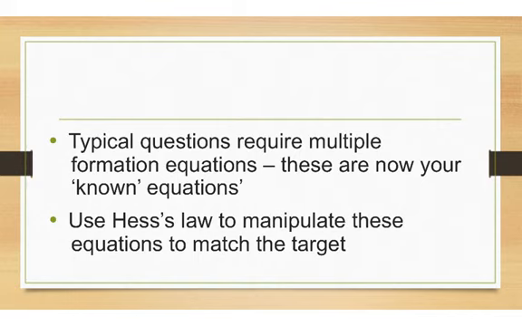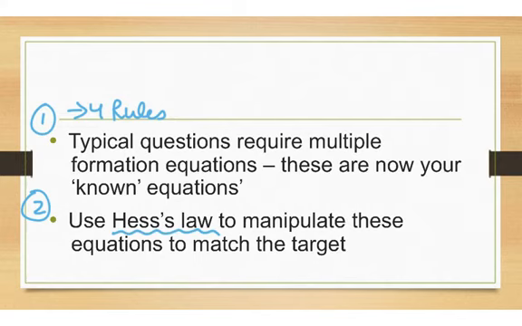So typical questions are going to require multiple formation equations, and these now become our known equations, and that is stage 1. Let's call that stage 1. And then once I've done my formation equations using my 4 rules, don't skip the rules here, then I can move on to stage 2. Stage 2 is that Hess's law, where I can use my manipulations, either flipping or multiplying and dividing, to make those formation equations that I just made to match my target equation.